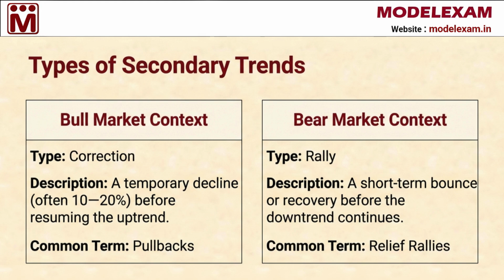If you are in a bull market, the secondary trend is called a correction. This is a temporary decline, often dropping 10 to 20% before the uptrend resumes. These are also known as pullbacks. On the other hand, if you are in a bear market, the secondary trend is called a rally. This is a short-term bounce or recovery before the prices start falling again. Traders often call these relief rallies.